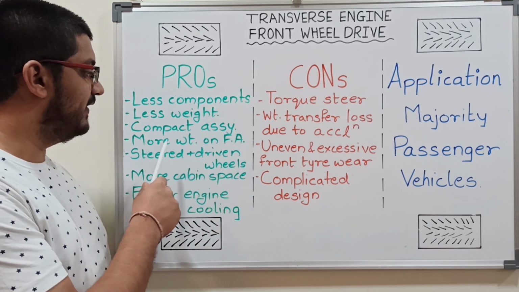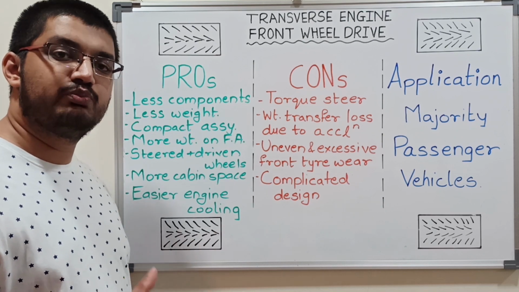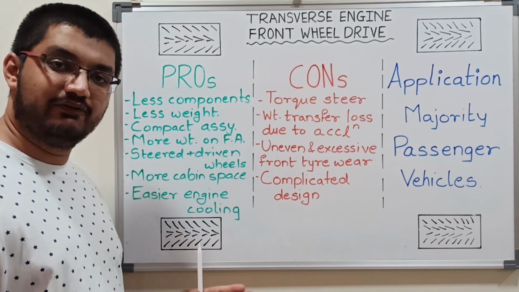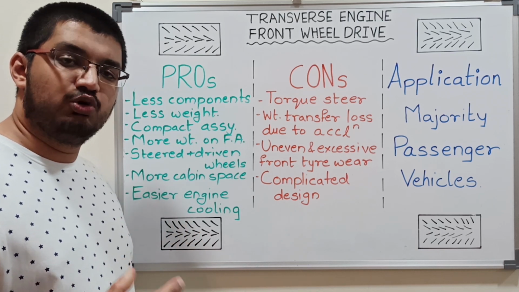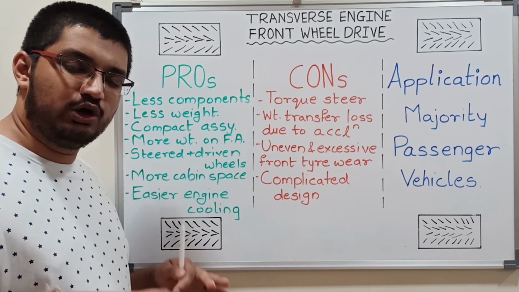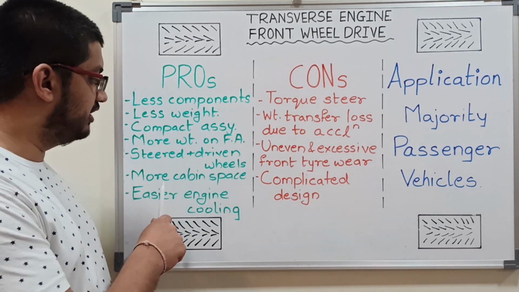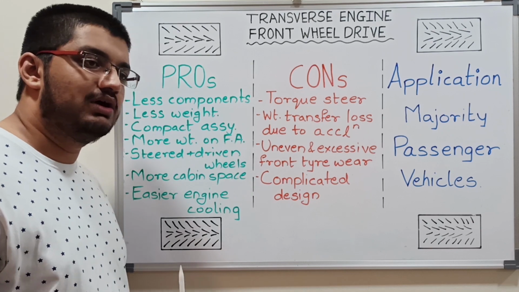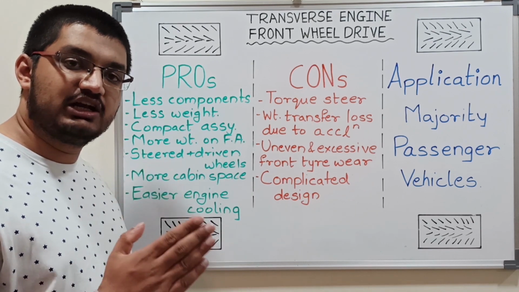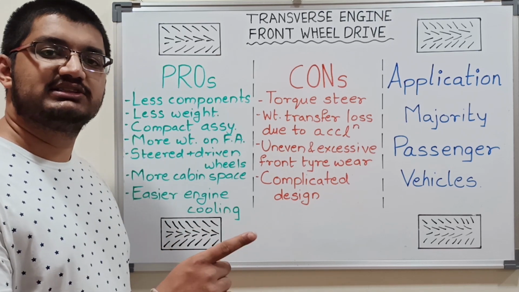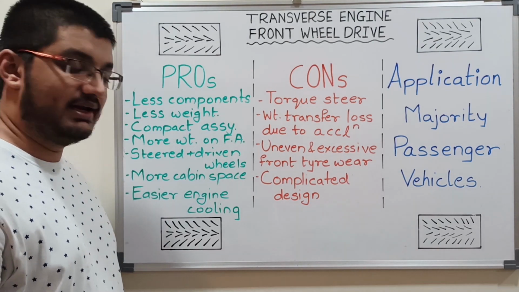Next point is more weight on front axle. So as the whole assembly is on the front axle, there is more weight on the front axle, that is the front driven wheels. So as there is more weight on driven wheels, the tractive force is more as the normal load or weight on the wheels is greater. Then the next point is steered plus driven wheels. As the steered wheels themselves are driven, the driving force or the tractive force is exactly in the direction where the vehicle is being steered. So this is another advantage.